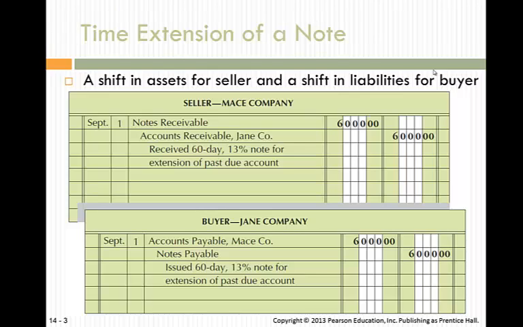Now Mace Company increases notes receivable with a debit and decreases accounts receivable with a credit. Jane Company is issuing the note, which replaces the accounts payable. Jane Company increases notes payable with a credit and decreases accounts payable with a debit.